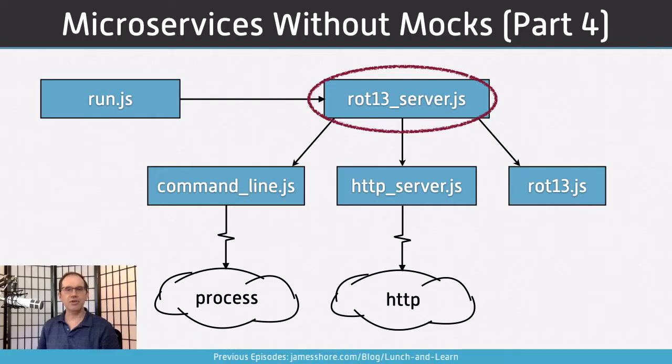All right, let's get to it. Got a lot of ground to cover. So this is Microservices Without Mocks. It's part 4. In previous episodes, which you can find at jamesshore.com/blog/lunchandlearn, we set up all of our infrastructure. We set up our server, the ability to start and stop it, the ability to take requests, the ability to do responses. What we didn't do is any actual routing. We didn't check the URL or the content type or the method. That's what we're going to do this week.